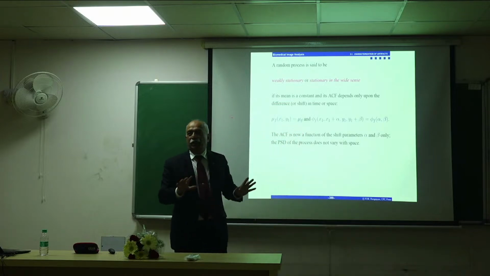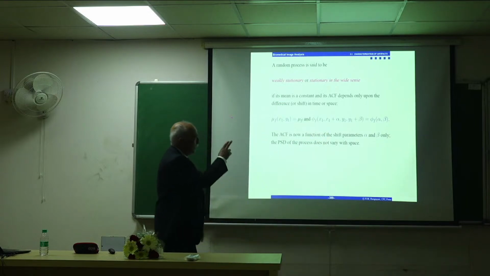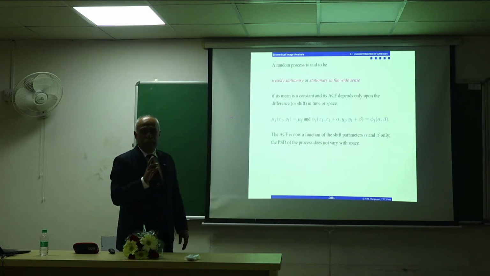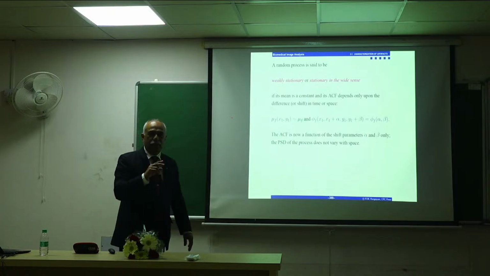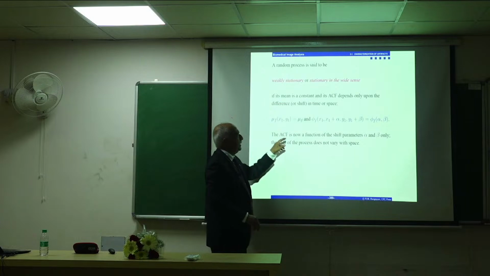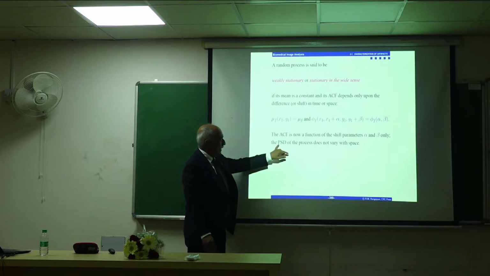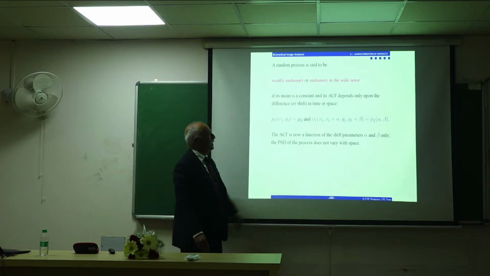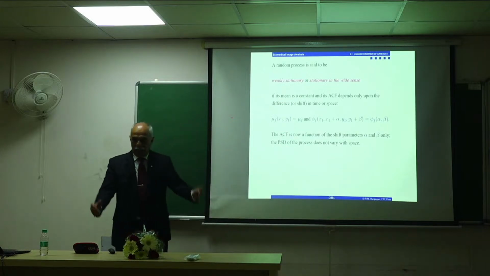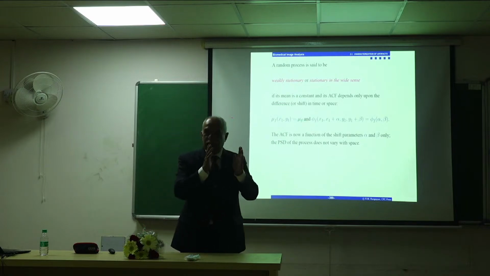It does not depend on x and y. And phi x x1 plus alpha and all that is only phi alpha beta. So there is no x and y coordinates in these. So the autocorrelation function is a function of the shift parameters alpha beta only, and the power spectral density does not vary with space. So I can characterize the entire image with one power spectral density.